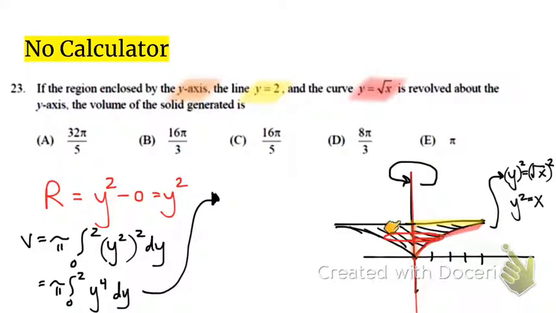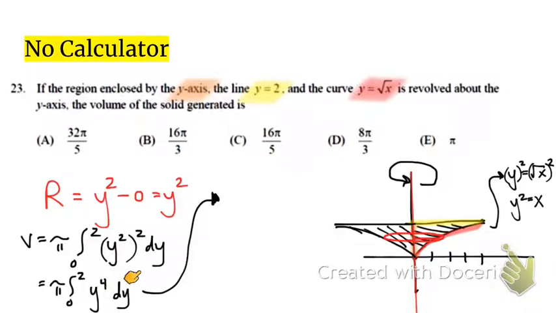This is a vertical line, so everything needs to be in terms of y when I'm integrating, so I had to change this equation from y equals the square root of x to x equals y squared. And then I came over here and I said, okay, my outside radius is top minus bottom, that's y squared minus 0, which is just y squared. My limits of integration are from 0 to 2, because those are y values, from 0 the lowest to 2 the highest. And then it's pi times that integral quantity squared.